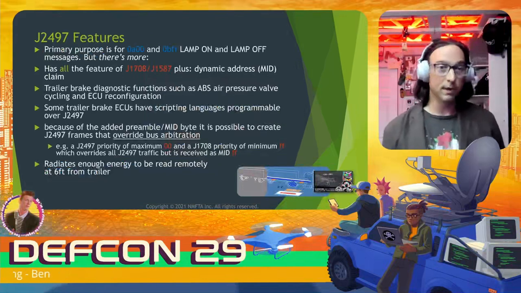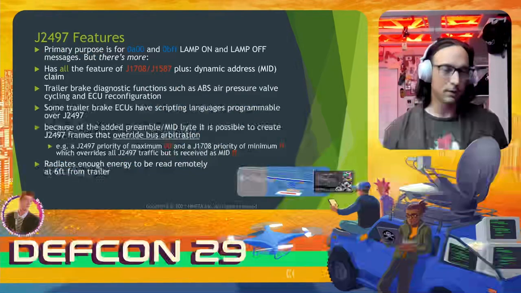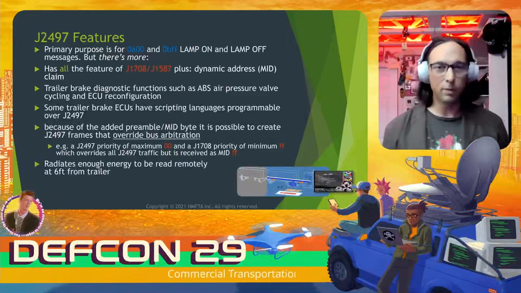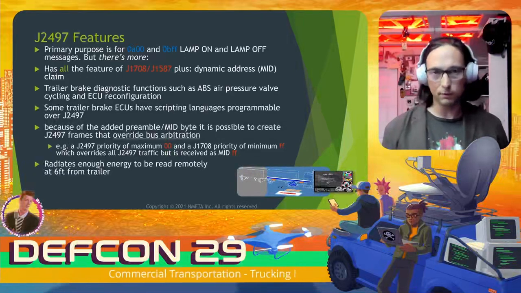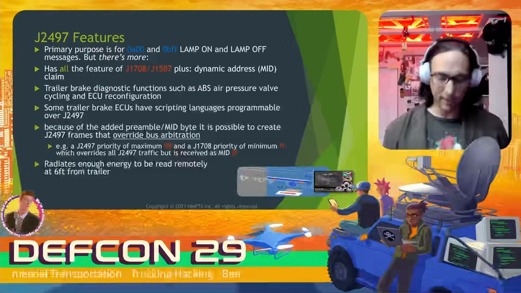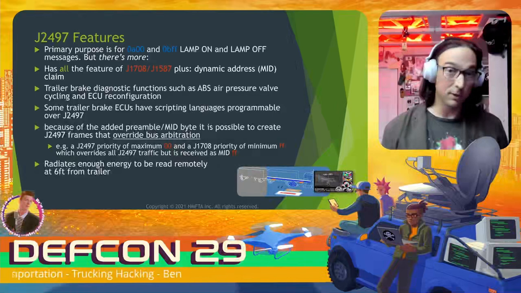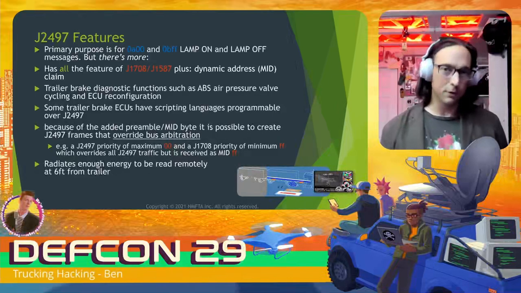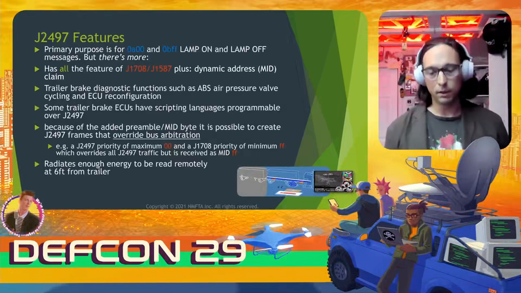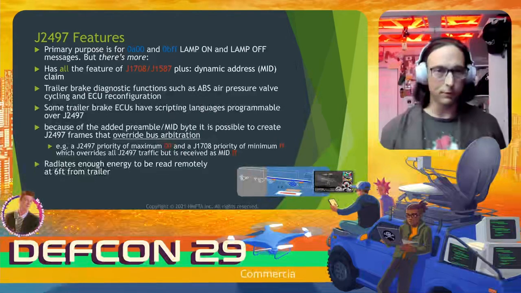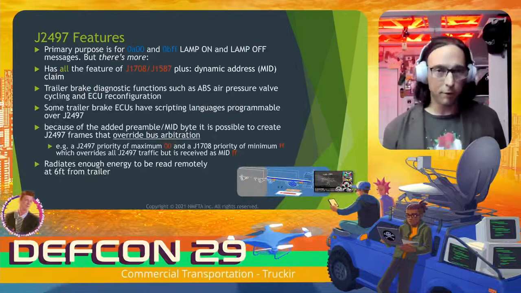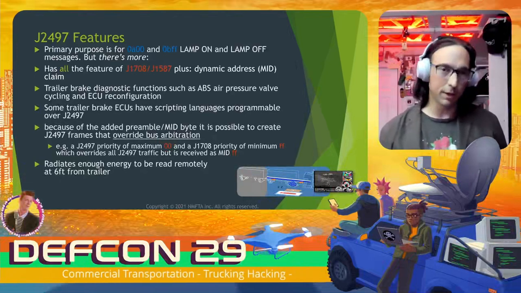J2497 has a lot of features itself. The primary purpose is for those MID 10 and 11 frames. You know, 0A 00 and 0B FF are the default frames for lamp on and lamp off. That's the whole reason why they developed it. But because it is J1708, it has all of those features. Plus, they also had a dynamic address claim to support having road trains, so multiple different trailers connected together. Because this is a data network, the trailer brake manufacturers put together trailer brake diagnostics.